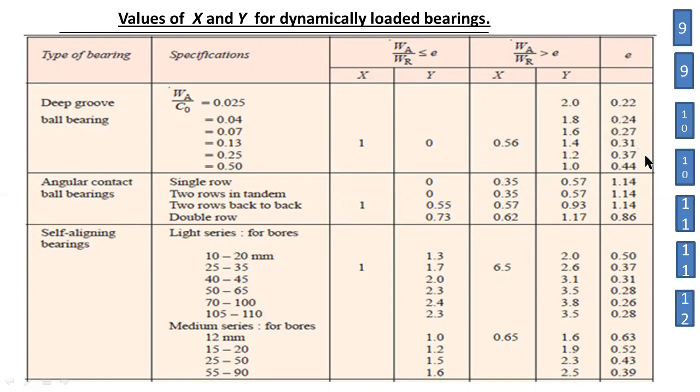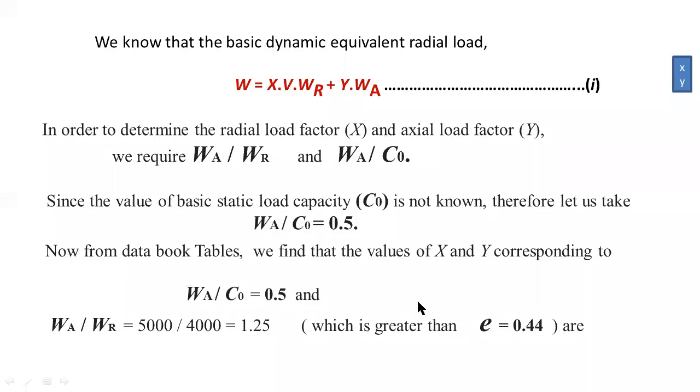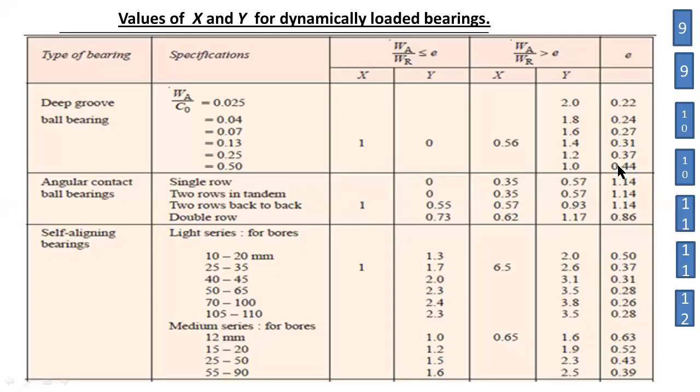Our value 1.25 is greater than 0.44. Here you can observe that the value 1.25 is greater than 0.44.